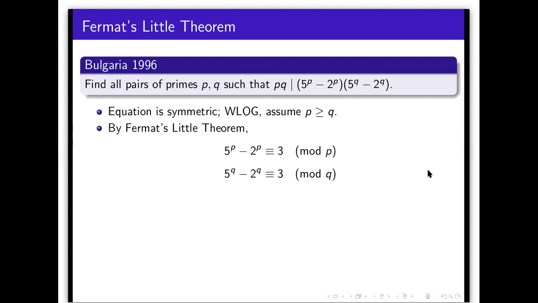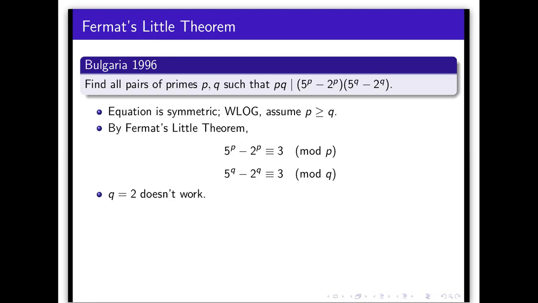So now, I think some of you said this in the chat, but first, neither of them can be equal to 2. And so we see that Q equals 2 doesn't work. And that would be due to parity reasons, right? Because 5 to the P minus 2 to the P is going to be odd, and 5 to the Q minus 2 to the Q is also odd. So PQ cannot be even. So Q can't be 2.